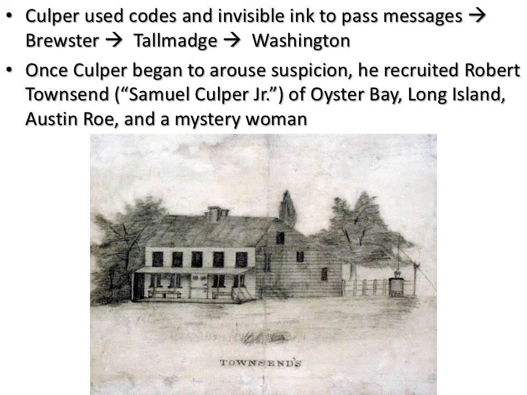Now, Culper, or Woodhull, his activities would arouse some suspicion, and he was questioned. And so he realized that he needed further support from other people in this group. So he recruited Robert Townsend, who would go by the name Samuel Culper Jr., of Oyster Bay, a man by the name of Austin Rowe, and a mystery woman who has never been identified.